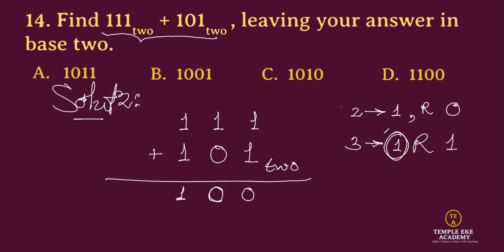Now 1, having no other digits to combine with right here, will be written down to give our final answer in base 2. Very simple. 1100 base 2. And that is option D as seen.